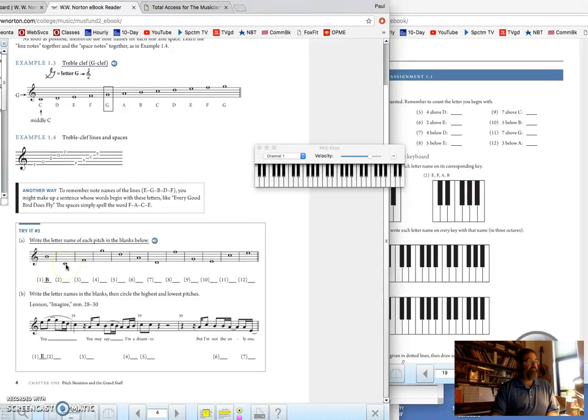There's middle C, for instance. Notice that we keep going in alphabetical order as if we had more lines of the staff. These are called extensions of the staff, ledger lines. And you can have as many ledger lines as you need below or above a staff. Write the letter names in the blank, then circle the highest and lowest pitches.